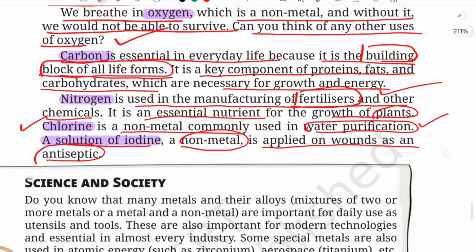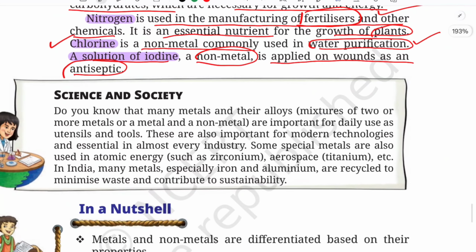Okay. So we are almost coming towards the end of our chapter. Now let us see one more thing here, science and society. Do you know that many metals and their alloys, that means a mixture of two or more metals or a metal and a non-metal? Earlier also we have seen an example, like when we mix iron and carbon. Carbon is a non-metal and iron is a metal. Steel is produced there, which is used in the suspension bridge. Remember that one? That is what we call an alloy.